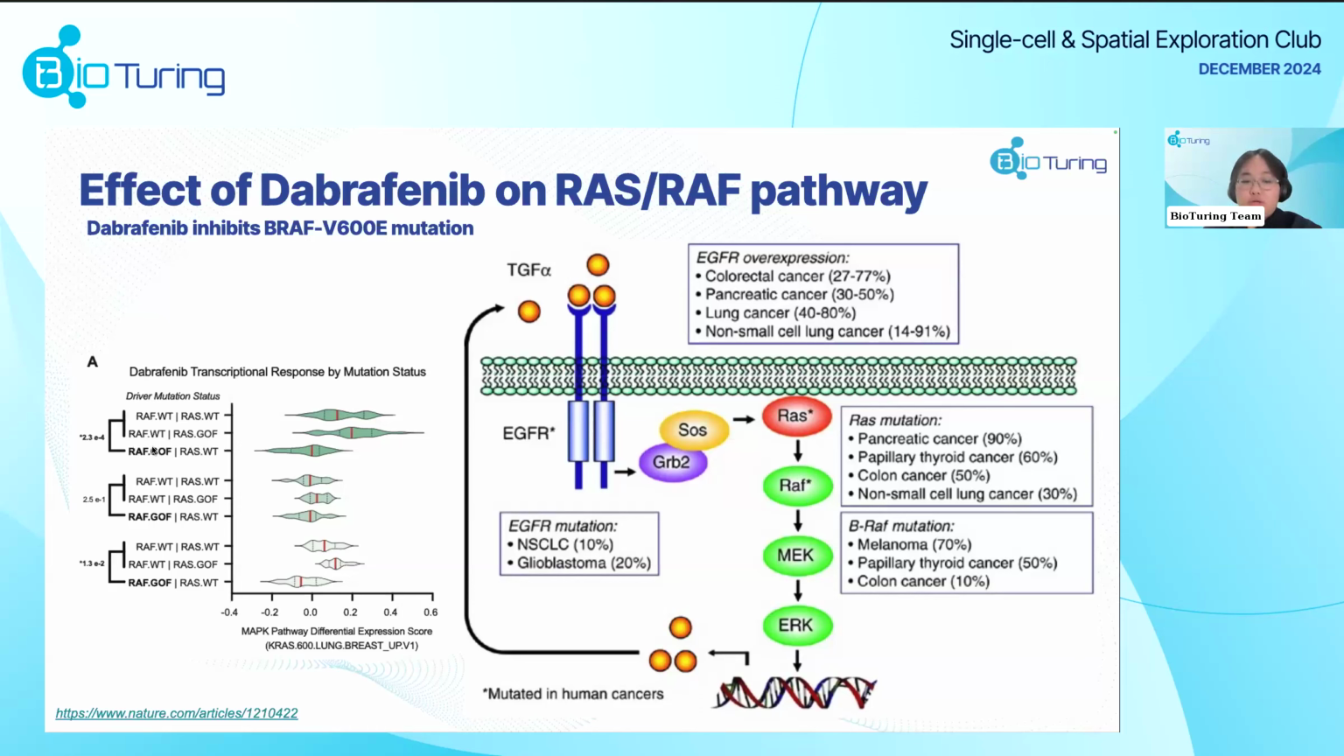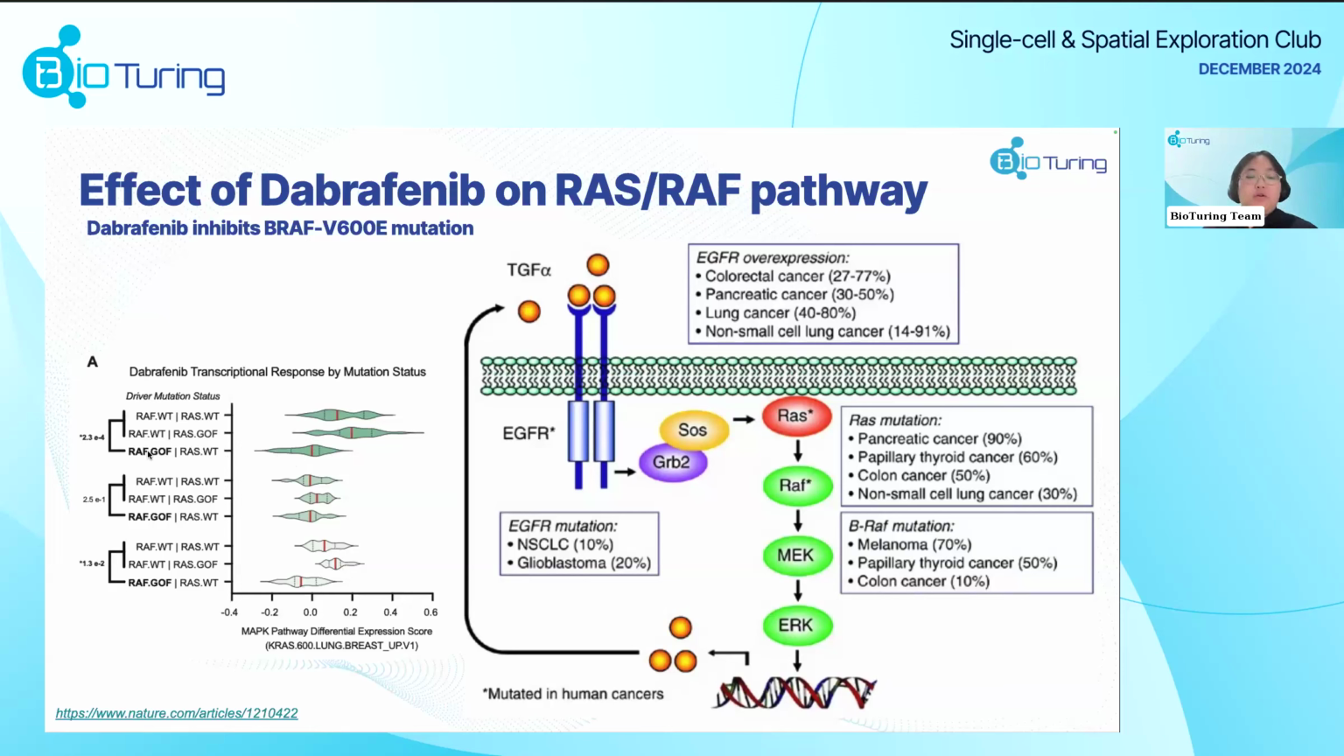In contrast, it has a limited effect in RAS, in KRAS mutated cell lines, where RAS is the primary driver. Why we say it shows the most significant inhibitory effect is because we can see that the pathway expression is significantly lower in RAF cells.